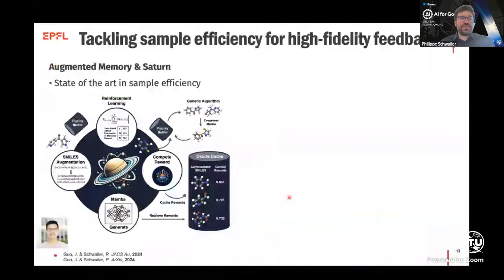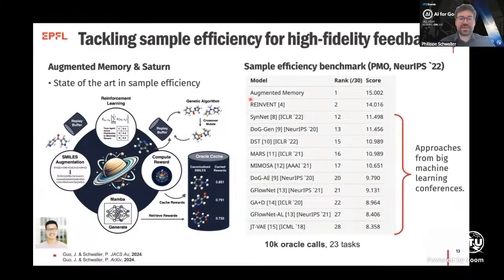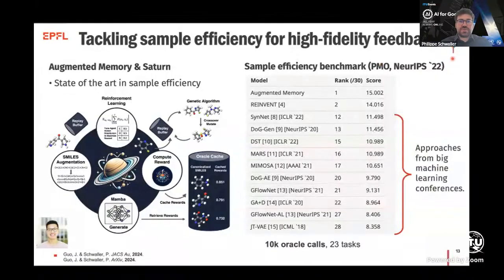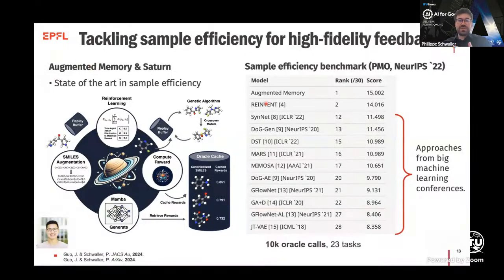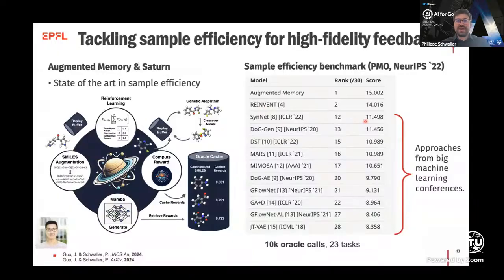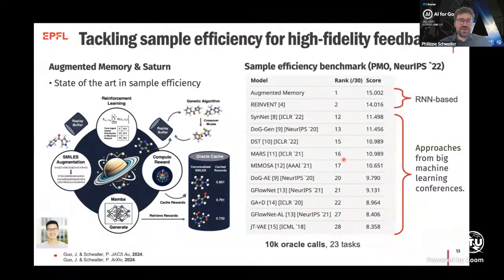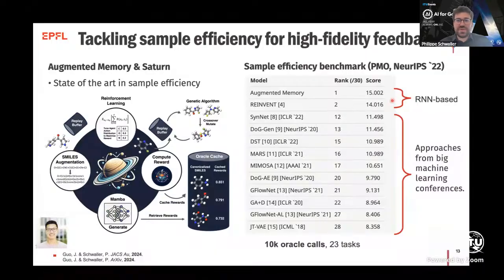And to this end, we developed first Augmented Memory and then Saturn. Augmented Memory was benchmarked on PMO, the Practical Molecular Optimization benchmark by Connor Coley that was published in NeurIPS 2022. And what is surprising there is that while Augmented Memory is based on REINVENT and still uses an LSTM as the molecular generator, it performs better than much more advanced approaches in terms of sample efficiency. Those two, the top performing models here, are really still recurrent neural network based.